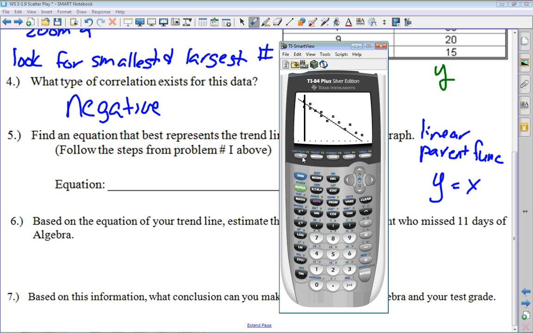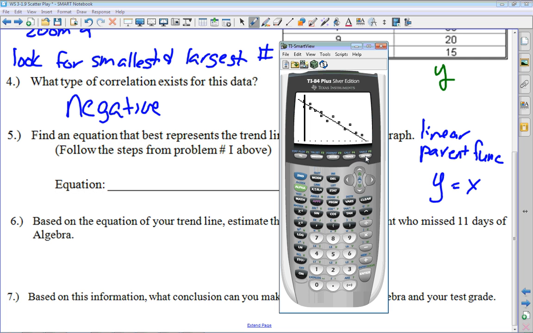$9.3. Not bad. 9.1. Not bad. What if I did, let's try 8.6. Ooh, I like that one.